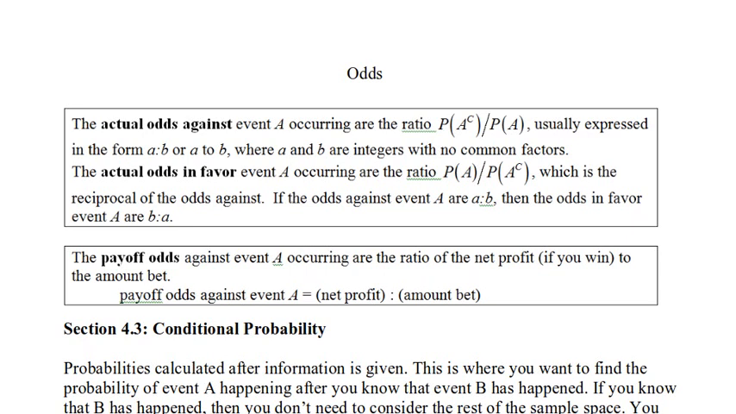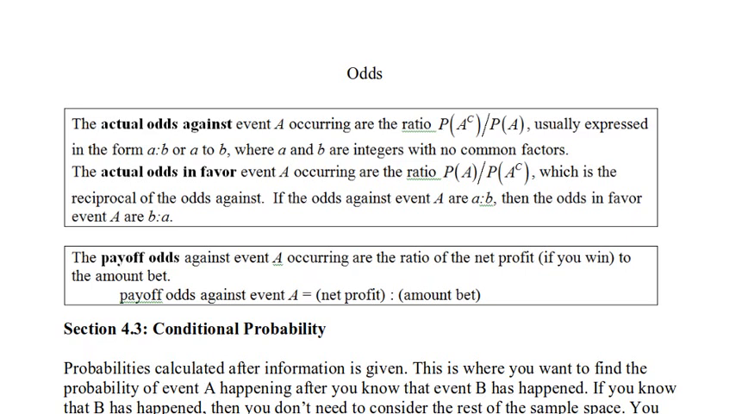The actual odds in favor is the probability of the event over the probability of the complement of the event, which is just the reciprocal. So if you know A and B, just swap their order and say that the actual odds in favor are B to A, as opposed to the odds against being A to B. Or you can go through and do the arithmetic again and rewrite that fraction in lowest terms, that is, with no common factors.